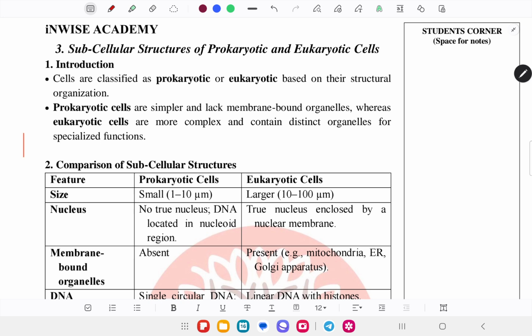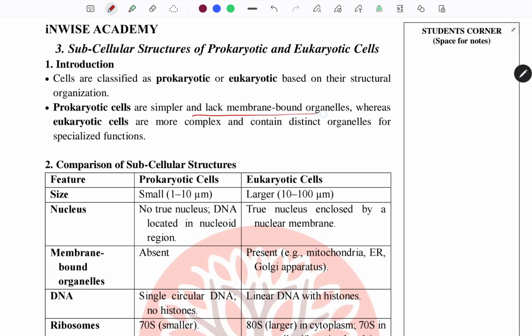As I said before, prokaryotic cells are a simple form of cells which lack membrane bound organelles. Whereas eukaryotic cells are a more complex form of cells and contain distinct organelles for specialized functions.